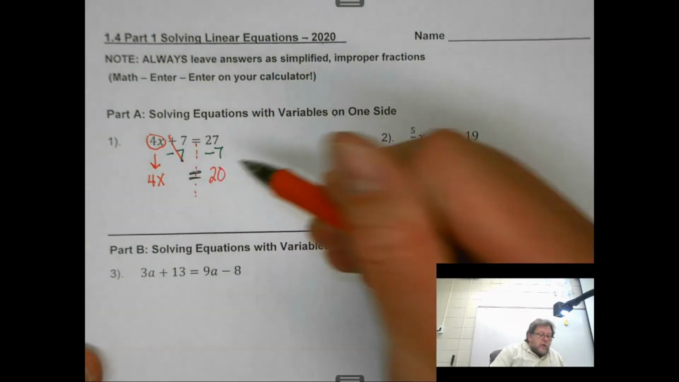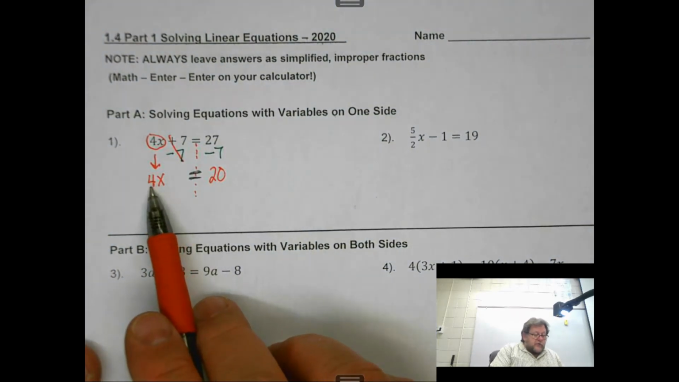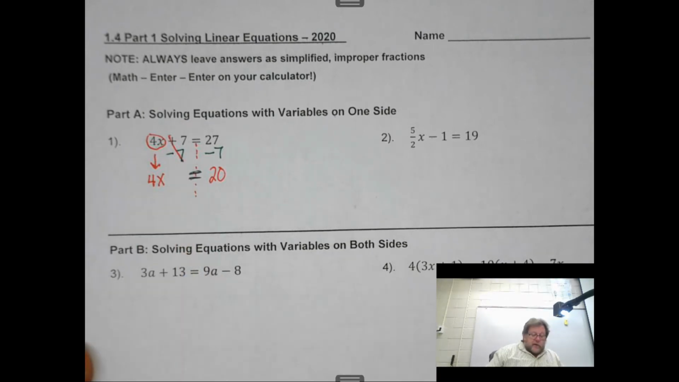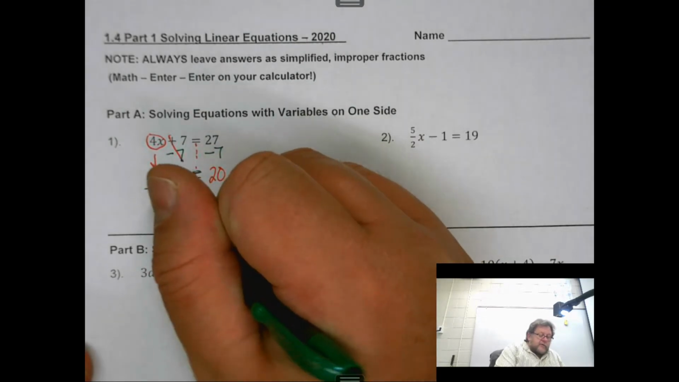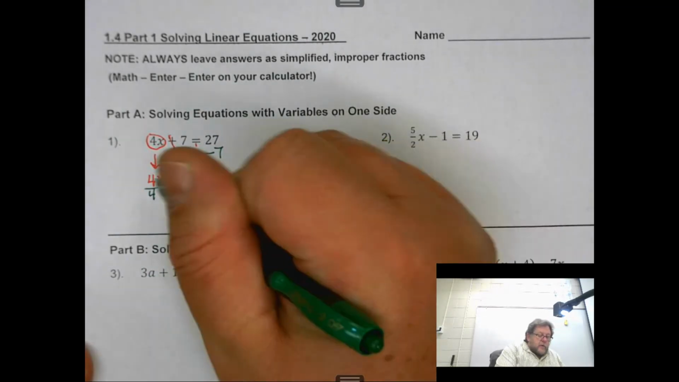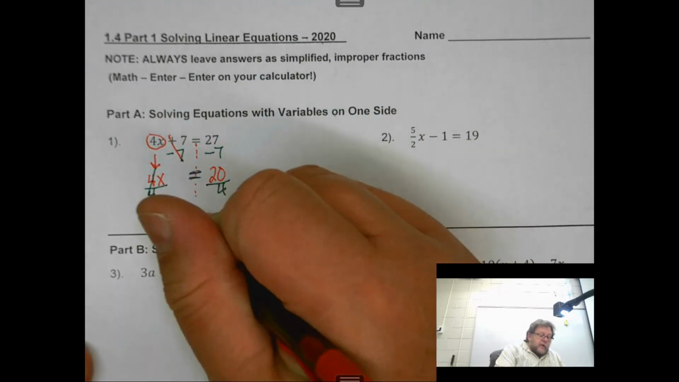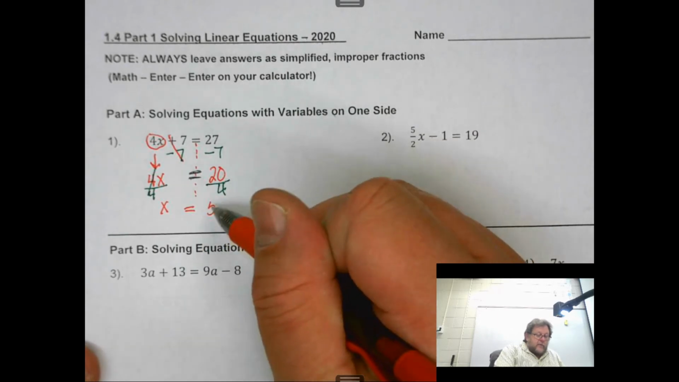Then I have to undo the multiplication, because that 4 is a coefficient of x. It's a number being multiplied to the variable. To undo multiplication, I divide both sides by that coefficient 4, and I get x equals 20 divided by 4 is 5. There's my solution.